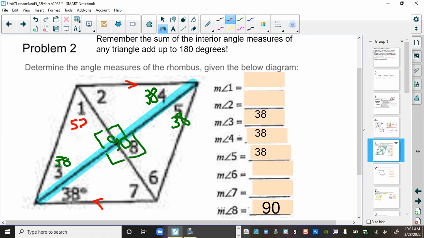52. Remember, the sum of these angles, 52, 38, and 90, have to add up to 180. You already have 90. You have another 38. So that's 128. So 180 minus 128, 52. Boom. There you go. So all them other, so angles 1, 2, 7, and 6 are all going to be 52-degree angles.